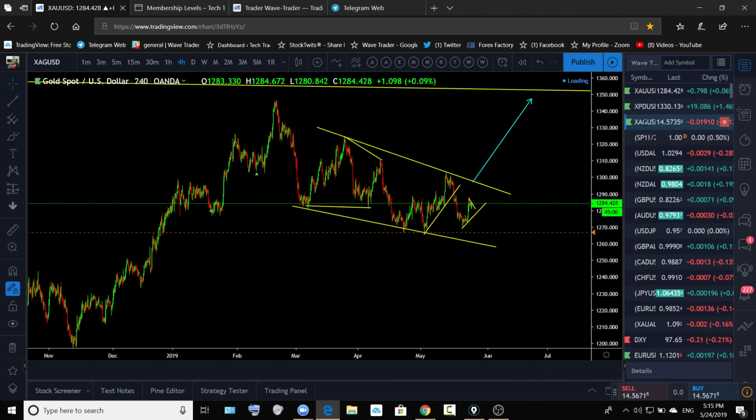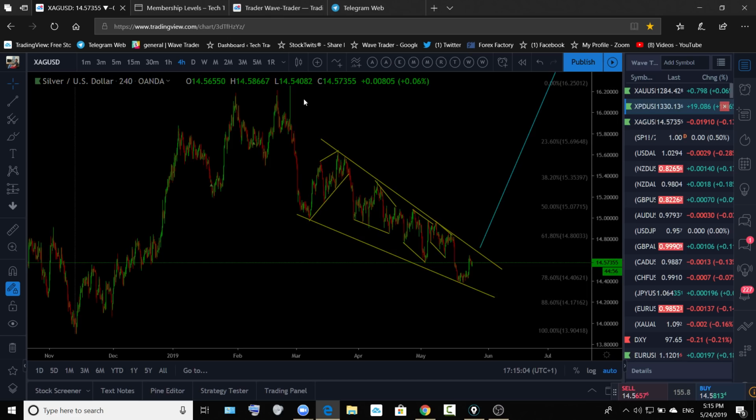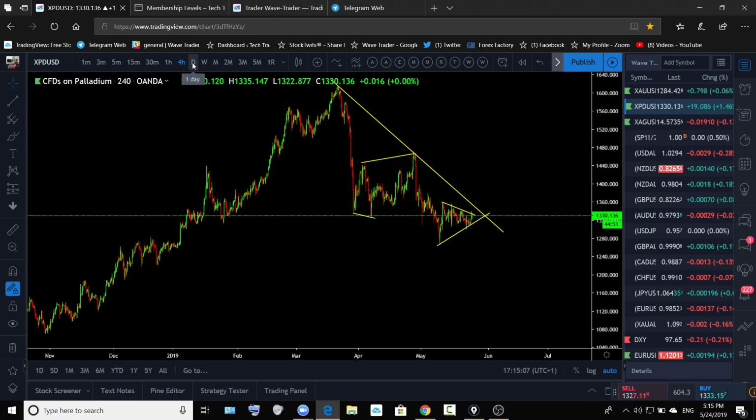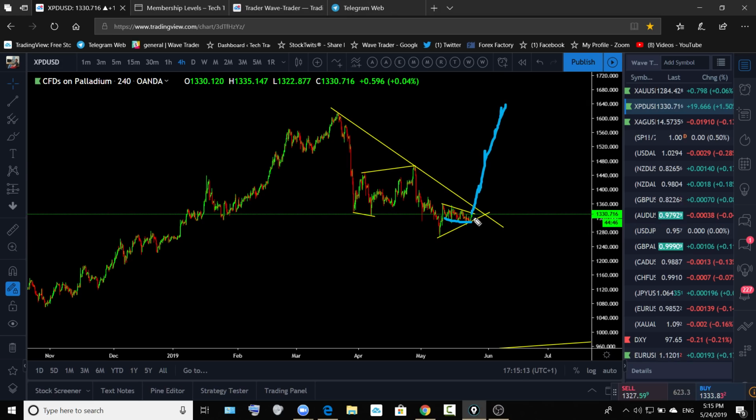And silver, yeah, palladium is the same as last week. Palladium hasn't changed a lot. We are still looking for palladium to break that correction and continue to go higher, or form one more wave to the downside and then continue to go higher. So palladium is similar to last week.